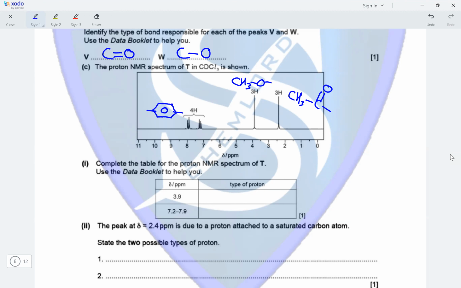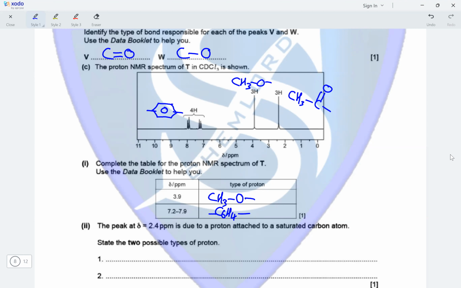Complete the table for the proton NMR spectrum of T. Use the data booklet to help you. The peak at 3.9 belongs to an alkyl group next to oxygen, an alkyl group having three hydrogen atoms, so CH3 next to oxygen. The peak between 7.2 and 7.9 belongs to the aromatic ring, and this aromatic ring has four hydrogen atoms present with two substitutions. The peak at 2.4 ppm is due to a proton attached to a saturated carbon atom.